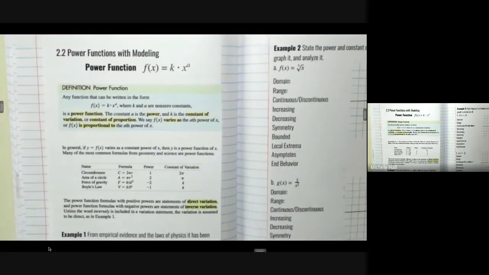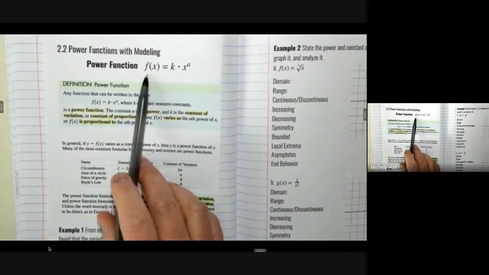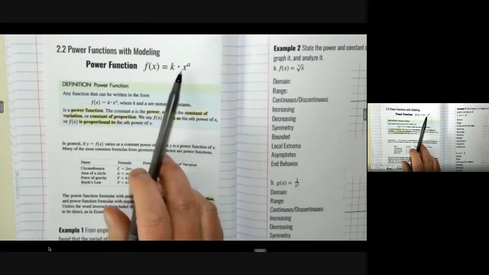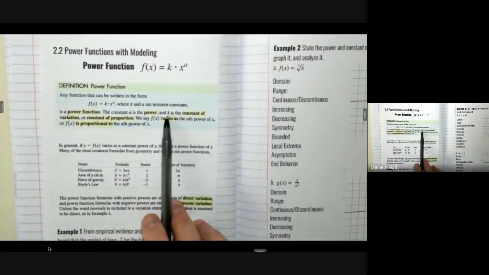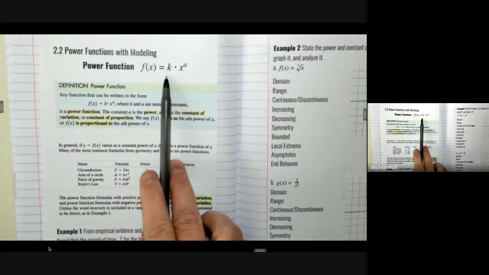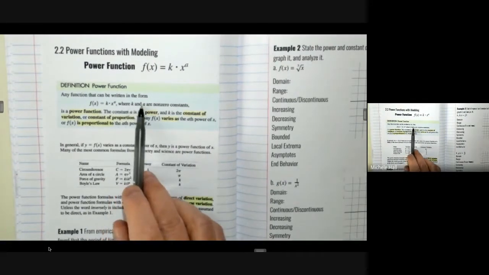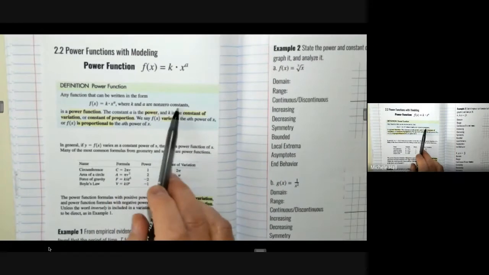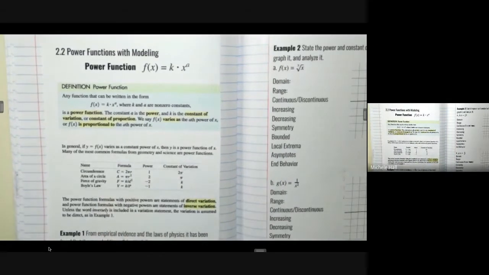2.2, power functions with modeling. A power function, f of x, can be seen in the form k times x to the a. Here in the power function, k is the constant of variation. And we see here that k and a are non-zero constants. So k is the constant of proportion, the constant of variation.